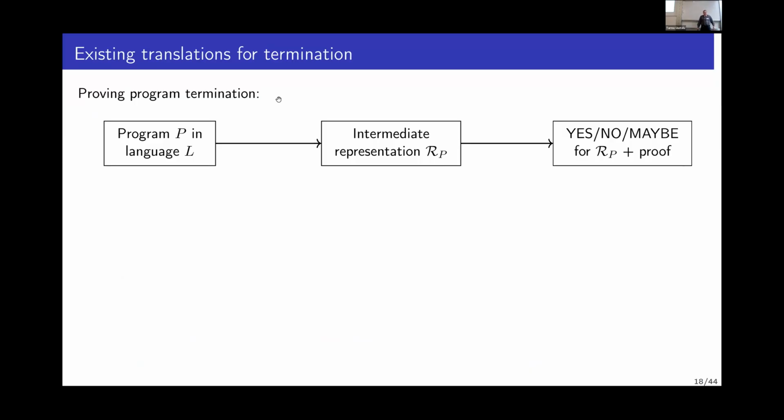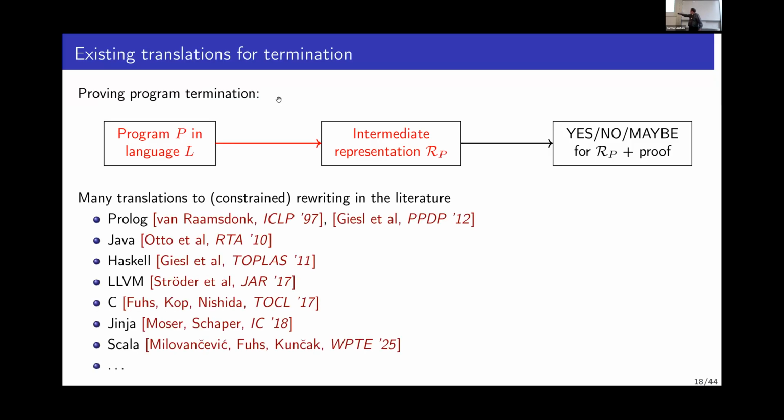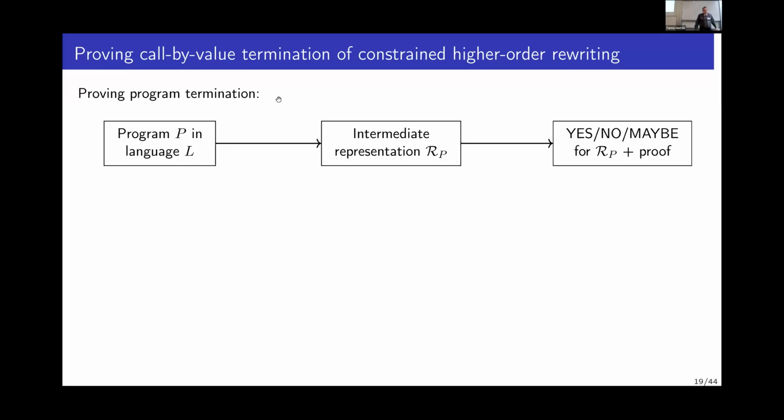So let's talk about existing translations for termination. I mentioned a few, I mentioned the one by van Raamsdonk, but in the meantime, there are many more. So there is demand. Now, about proving termination. What I'd like to tell you in the next minutes is about proving termination for call by value evaluation strategies. So here comes my research interest in specific evaluation strategies.